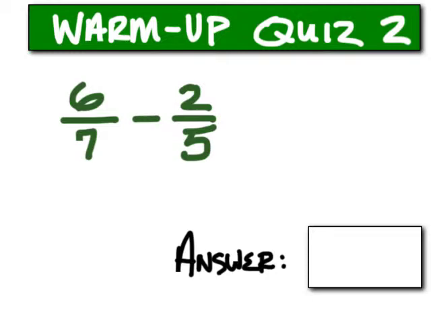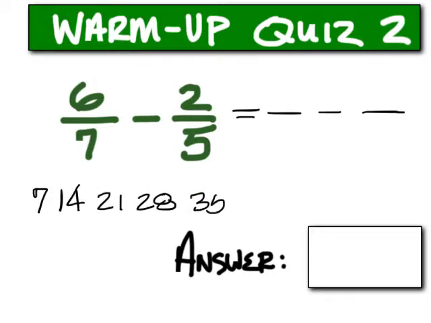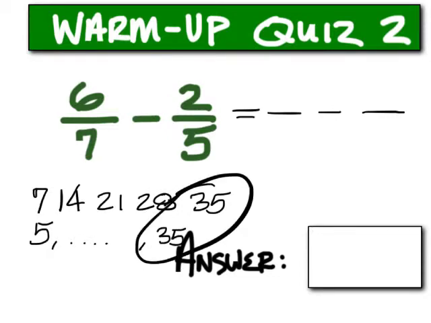The solution for this is first find a common denominator, and you do that by finding the multiples of 7. 7, 14, 21, 28, 35. And if you do the same thing for 5, you eventually end up at 35. And that would be the lowest number that they both have in common. So 35 here, 35 there.